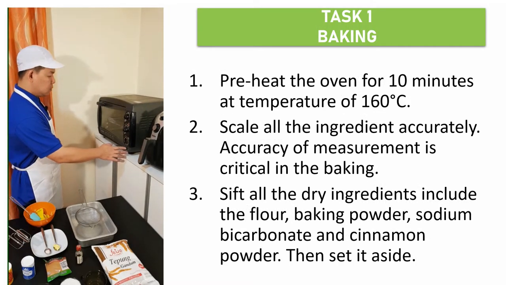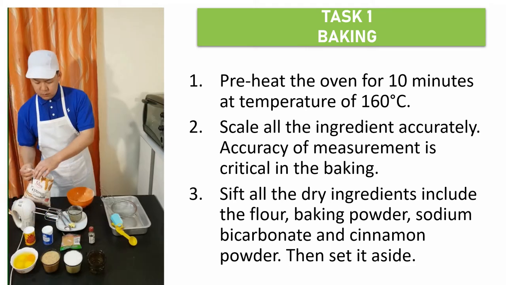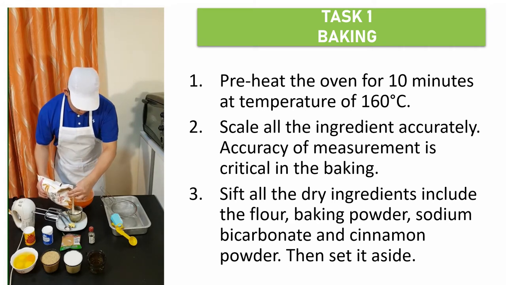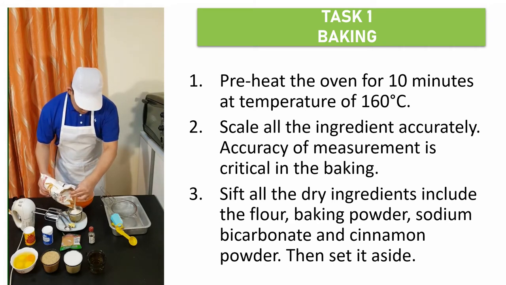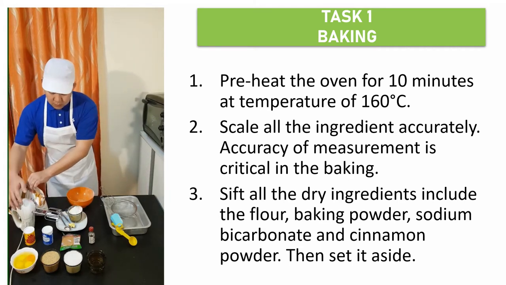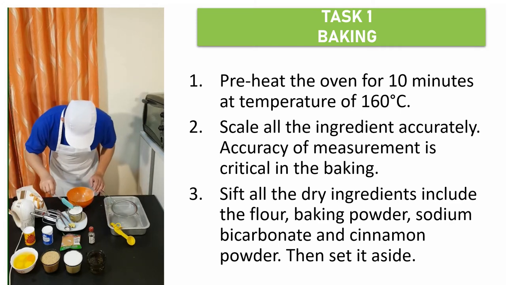For this task, begin with preheating the oven for 10 minutes at a temperature of 160 degrees Celsius. Next, scale all the dry ingredients accurately. Accuracy of measurement is critical in baking. Begin with the measurement of 2 cups of all-purpose flour, followed by the other dry ingredients.